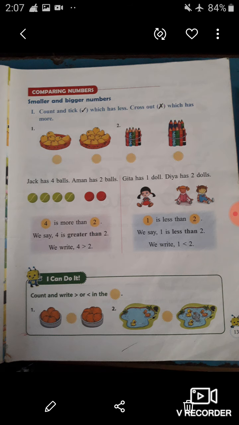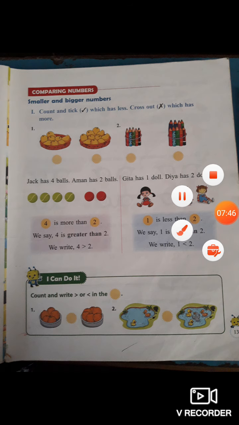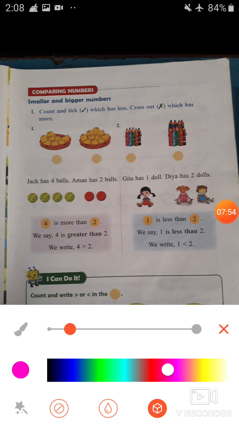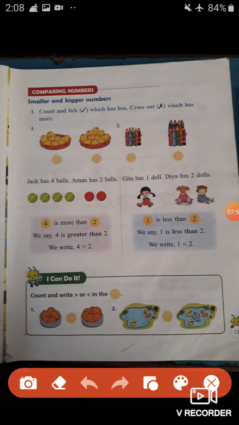Okay, now the next one. Jack has 4 balls, Aman has 2 balls. So students, look here. There are 4 balls in the first group, 1, 2, 3 and 4. These balls are of Jack, and in the second group there are 2 balls, 1 and 2. These balls are of Aman.